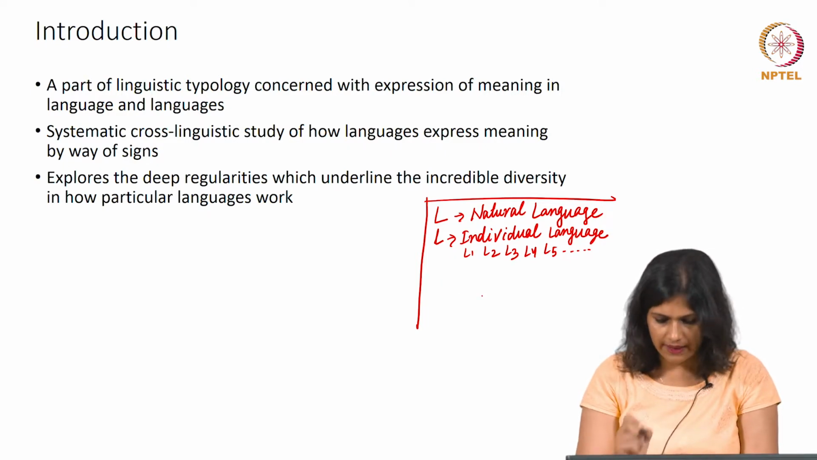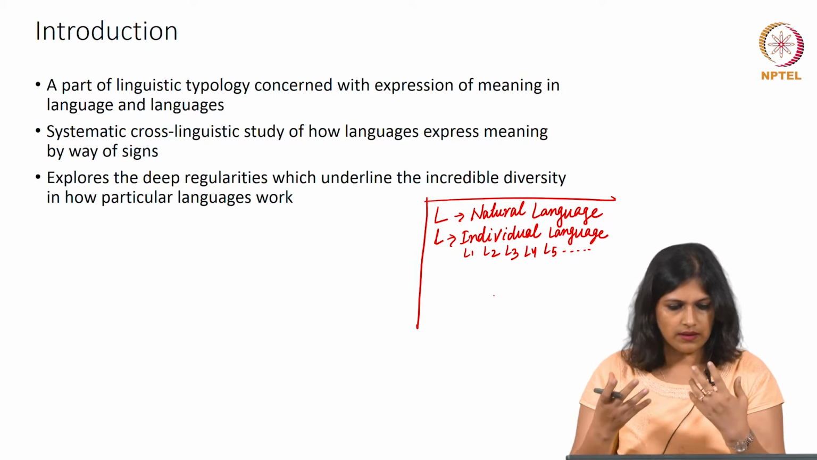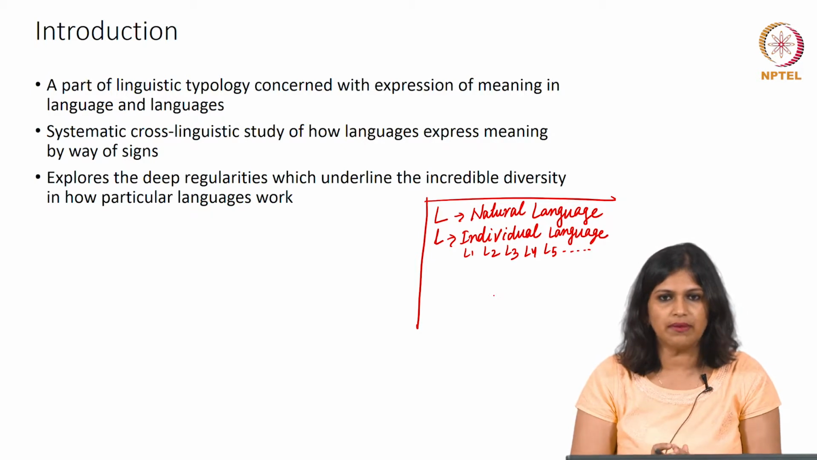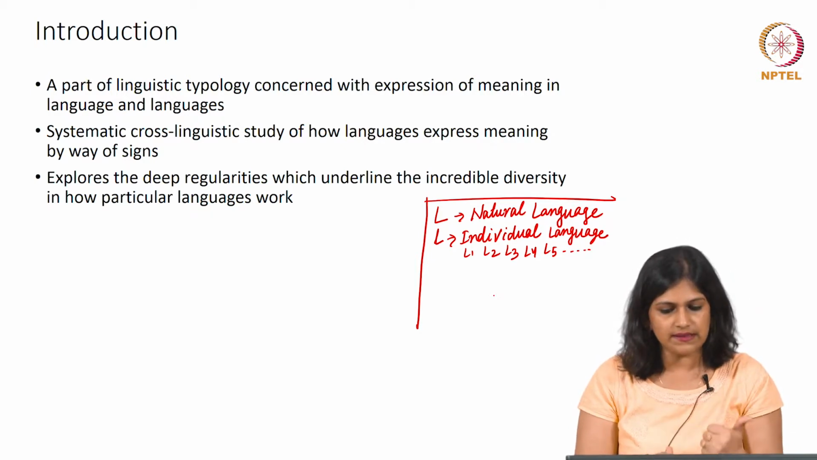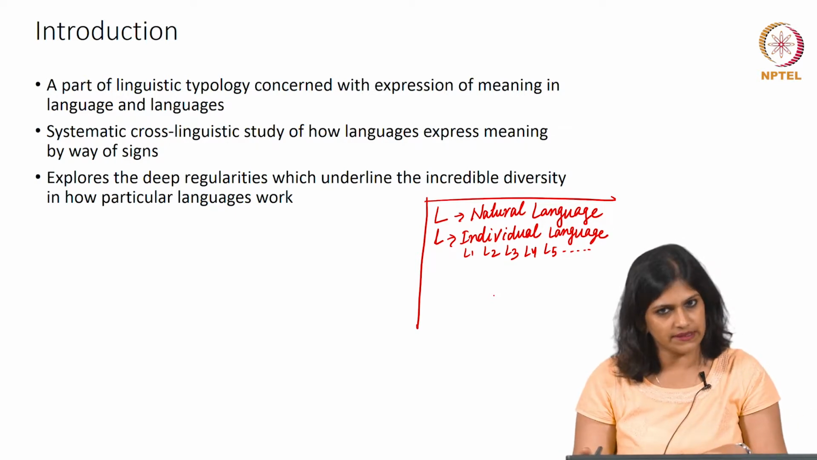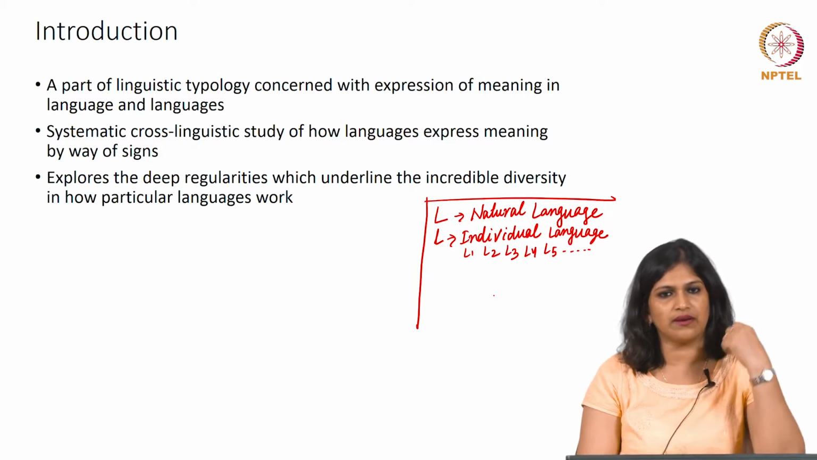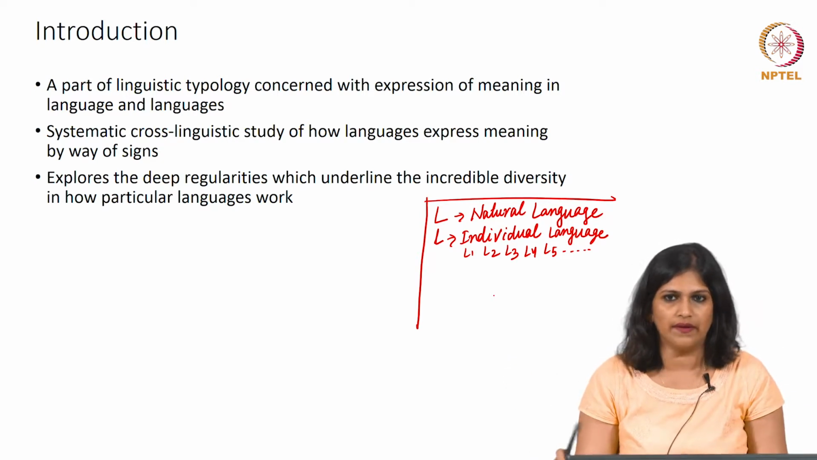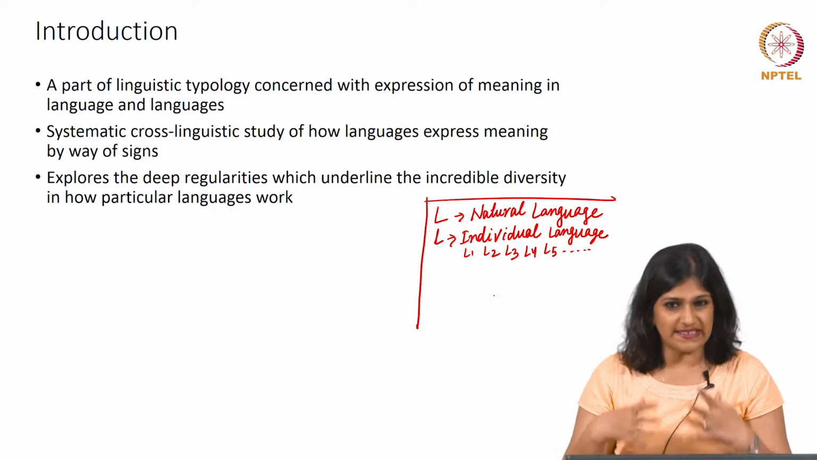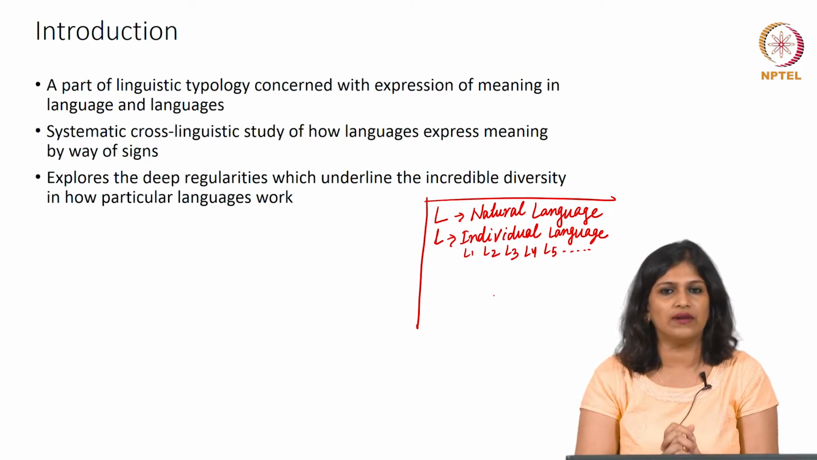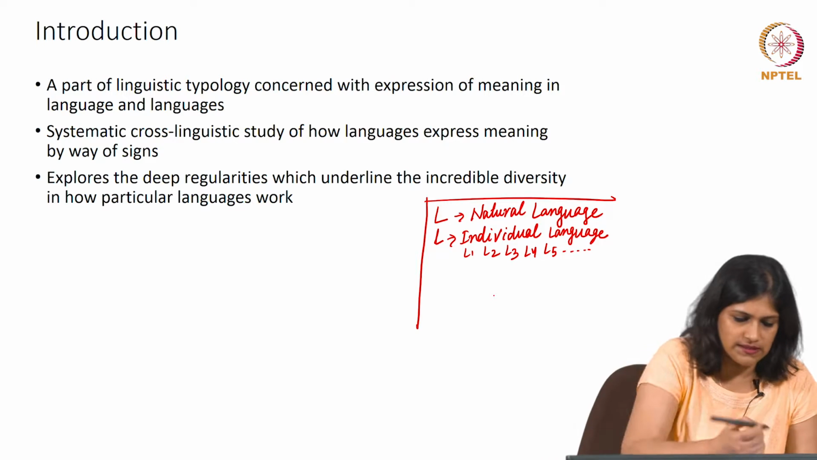So, the idea here is that the part of linguistic typology that deals with semantics is concerned with the expression of meaning in language and languages. That means we are not just targeting individual languages, but also language as a whole. That is why it is considered a systematic cross-linguistic study of how languages express meaning by way of signs. So, this term is very important.